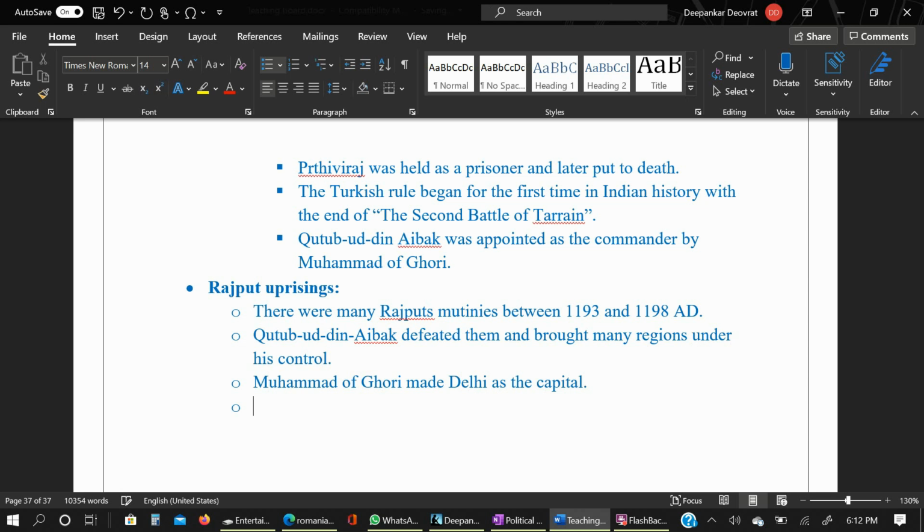Okay, then the battle of Chandwar happened, then the conquest of Bengal and Bihar happened, and the death of Muhammad of Ghori. So we'll talk about these three things. In the battle of Chandwar, Muhammad of Ghori defeated Jayachandra, the greatest Rajput ruler of Kannauj, and killed him in the battle.